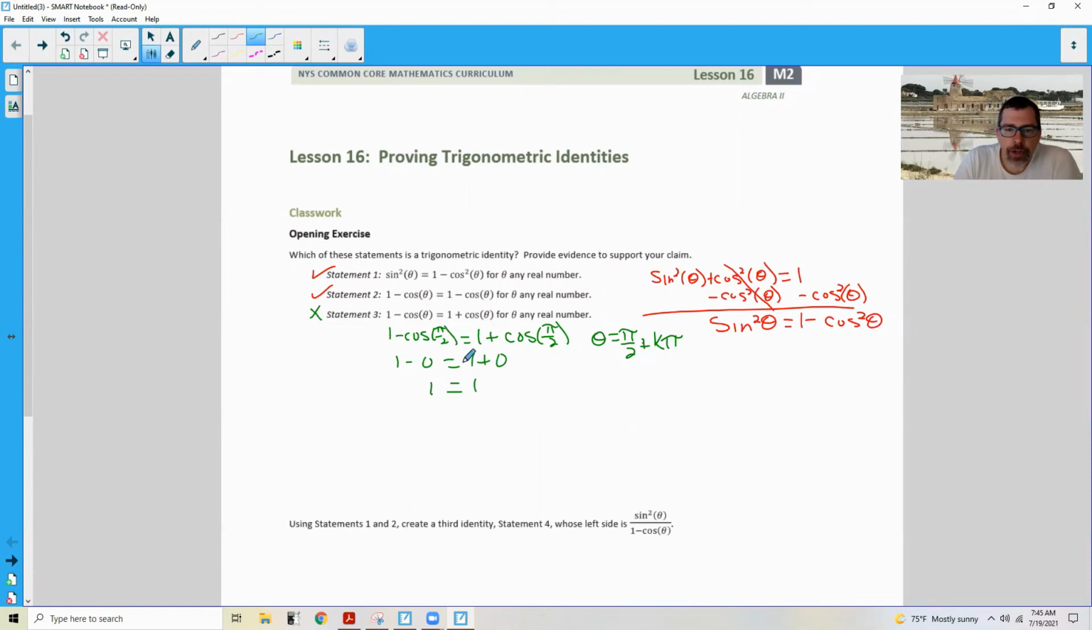Any other value is not going to be true. For example, cosine of 0 is 1. 1 minus 1 is 0. Cosine of 0 is 1. 1 plus 1 is 2. 0 does not equal 2. So that's why statement 3 is not an identity.